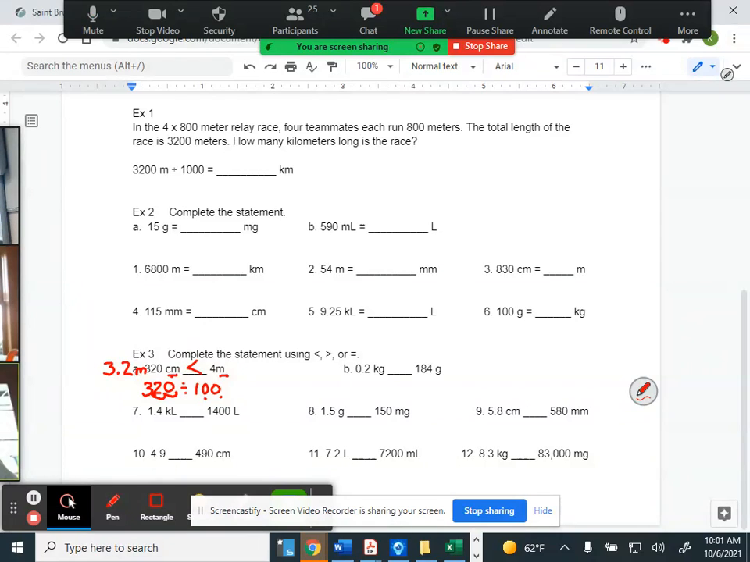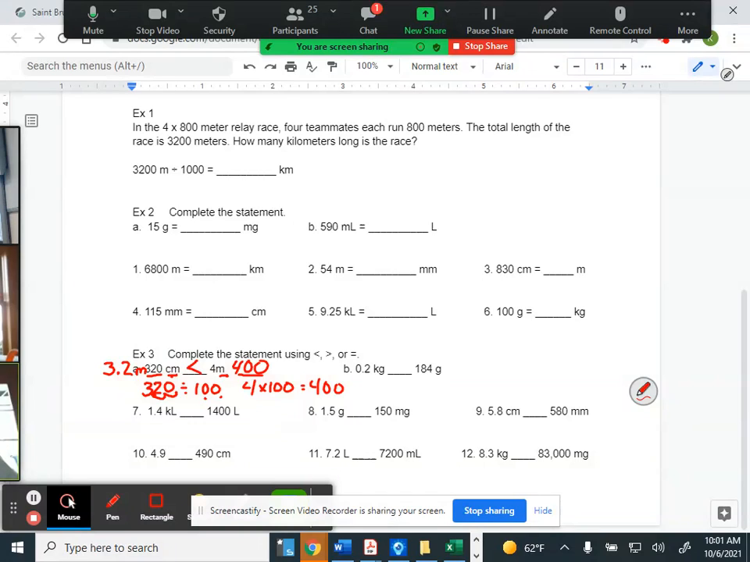So it's important that you convert one of the measurements to match the other measurement. It wouldn't matter which side we converted to, because if we were to convert meters to centimeters, that would be 4 times 100, which equals 400. And we know 400 is bigger than 320. So you get the same answer. Whichever number you convert, you're going to get the correct answer.